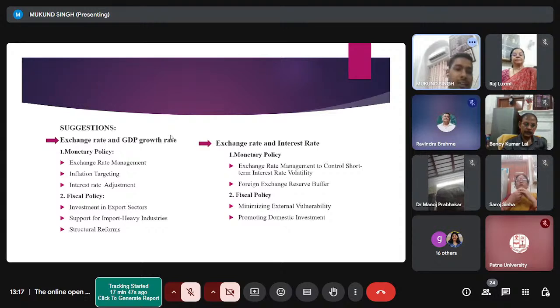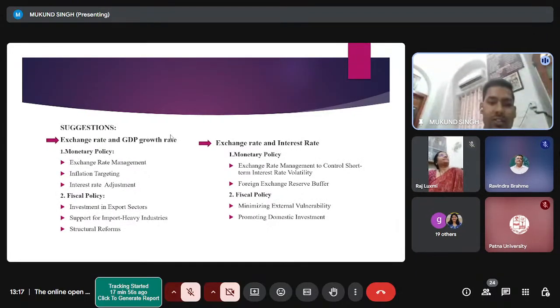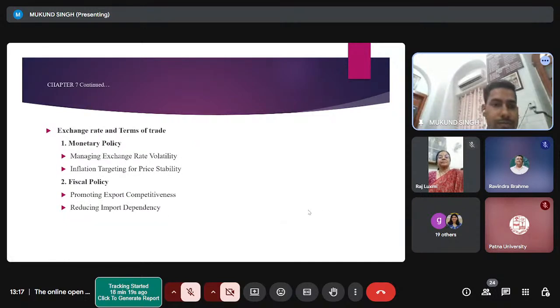Now, suggestions: exchange rate and GDP growth rate. In monetary policy: exchange rate management, inflation targeting, interest rate adjustment. In terms of fiscal policy: investment in export sector, support for import and heavy industry, and structural reform. Exchange rate and interest rate. In terms of monetary policy: exchange rate management to control short-term interest rate volatility, and second, foreign exchange reserve buffer. In terms of fiscal policy: minimizing external vulnerability and promoting domestic investment.